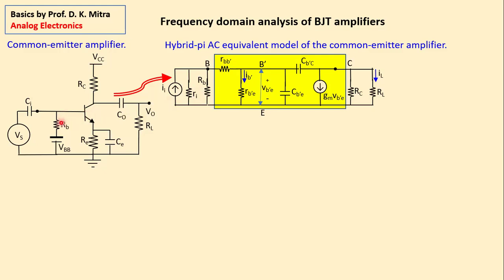This is the RB, right? I'll talk about it a little bit later. This is RC, the collector resistance. This is RL, the load resistance. This is the hybrid pi model of the total amplifier. The yellow part is the hybrid pi model of the transistor. This is the total amplifier. Here I have made a change. I have written here what the change is.